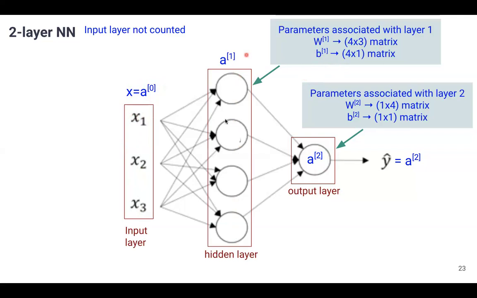And for B1, the bias values for this layer, it will be a 4 cross 1 matrix. This is 4 because we have 4 nodes, and this is just one value. Similarly, W2 will be a 1 cross 4 matrix because one node here and 4 A1s coming from here, and B2 will be a 1 cross 1 matrix.